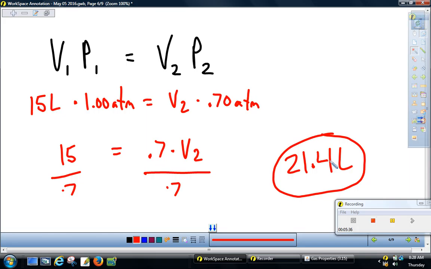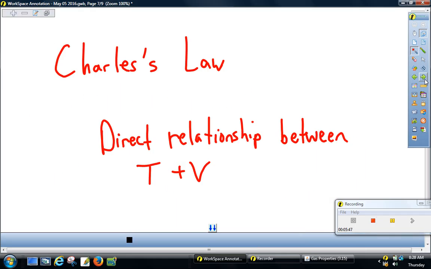And I didn't worry about sig figs right here. I tend to be a little bit more relaxed about sig figs when doing these types of problems because we're dealing with temperature and pressure conversions. Alright, so that is Boyle's law. Volume is inversely related to pressure. Charles's law, another gas law, there's a direct relationship between temperature and volume.